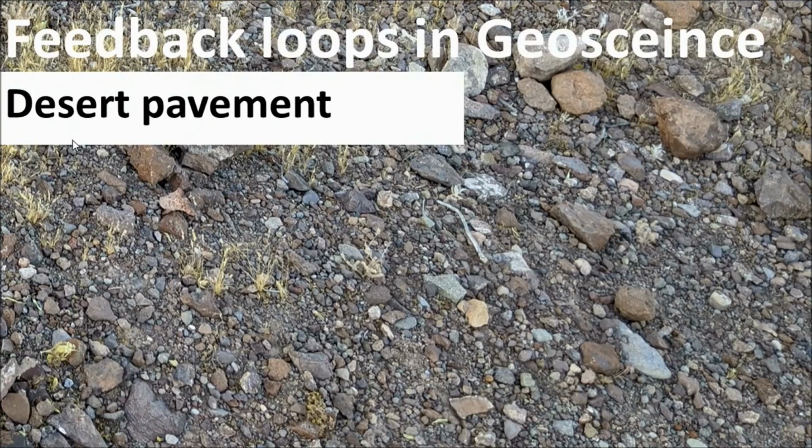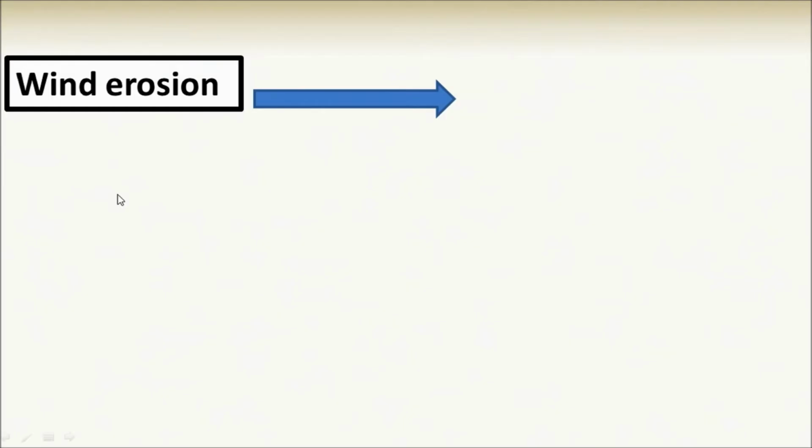So let's learn about a little local example we have here. So desert pavement, if you've been outside, you've seen it before. Desert pavement is caused by wind. So it's a negative feedback loop, and it's got to do with erosion. So the wind can move soil. Let's start with that. Wind erosion can move soil.